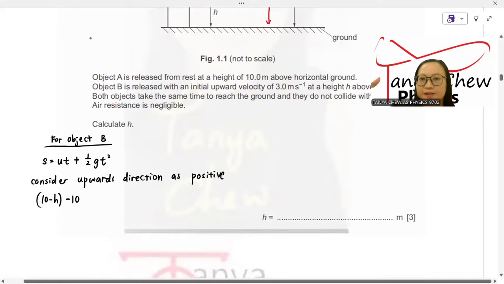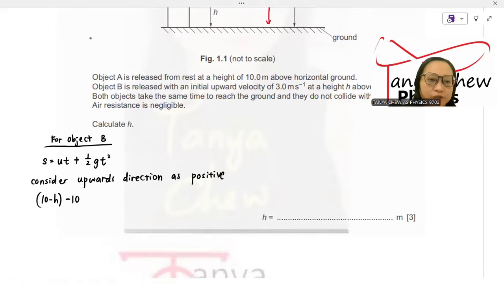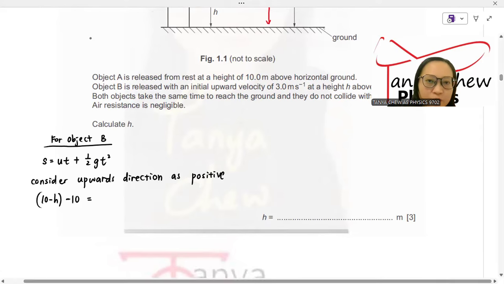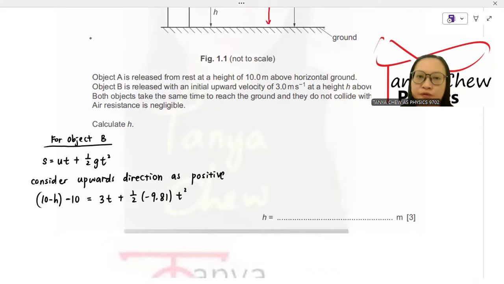Why minus 10? Because after that B is going downwards, so the displacement has to take a negative value. So the initial velocity is 3, and I don't have the time, plus half g, going downwards, 9.81, and t squared. Don't worry about t because t is a scalar quantity. I do not have the value of t. I have two unknowns here.